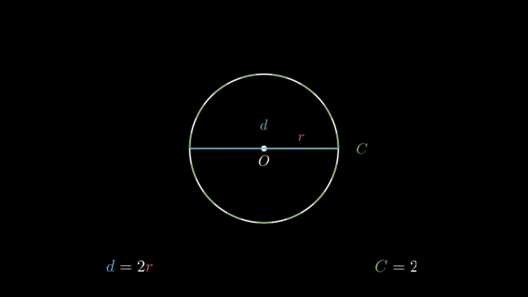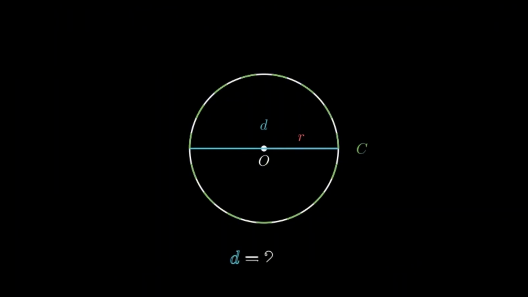The second relationship is that the circumference equals 2 pi times the radius. Pi is that special constant approximately equal to 3.14159, which represents the ratio of a circle's circumference to its diameter. This means for any circle, if you divide the circumference by the diameter, you'll always get pi.